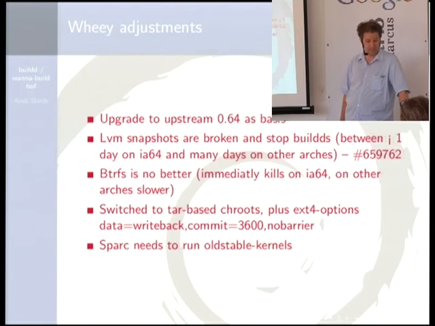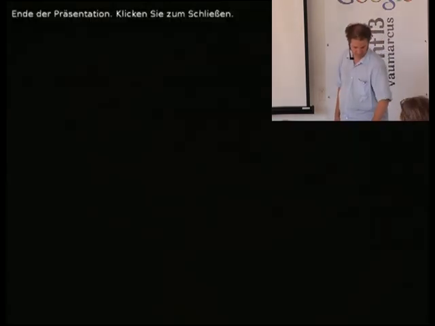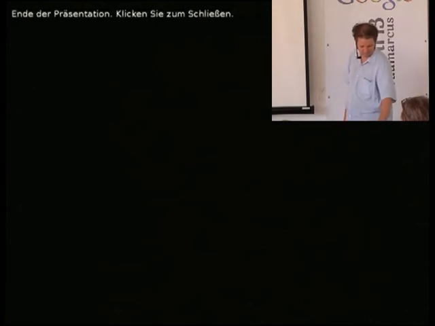And then we noticed that on SPARC we can't run the stable kernels, because the stable kernels will just crash the system in another interesting way, and we need to run old stable kernels. So our current SPARC build is run with old stable kernels, which not only makes DSA unhappy, but also us.